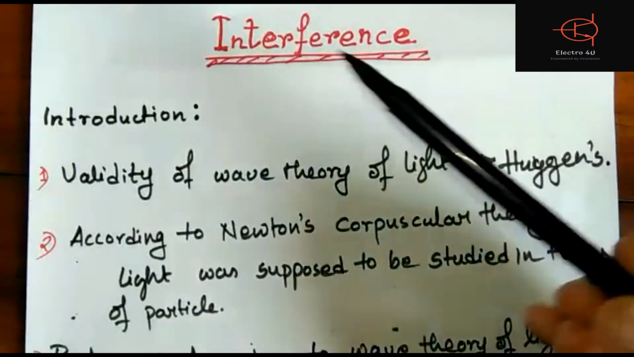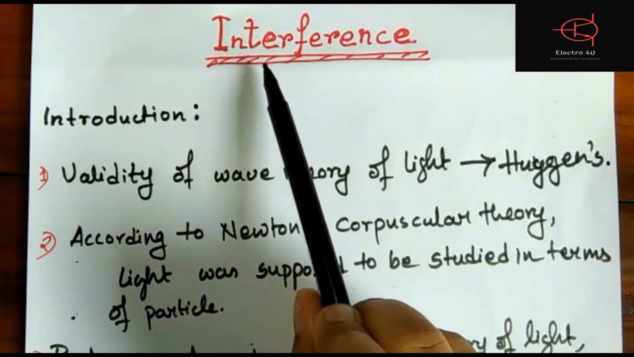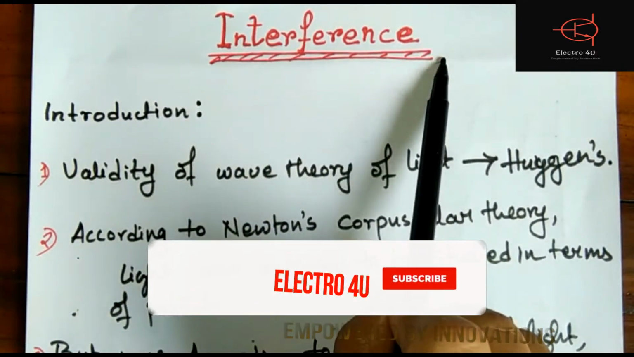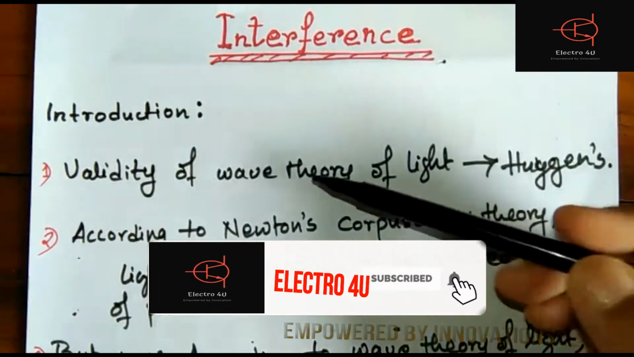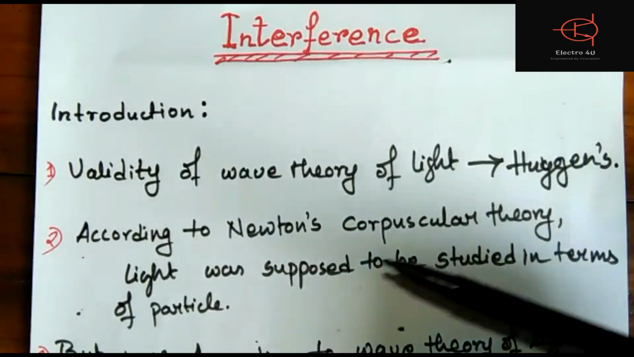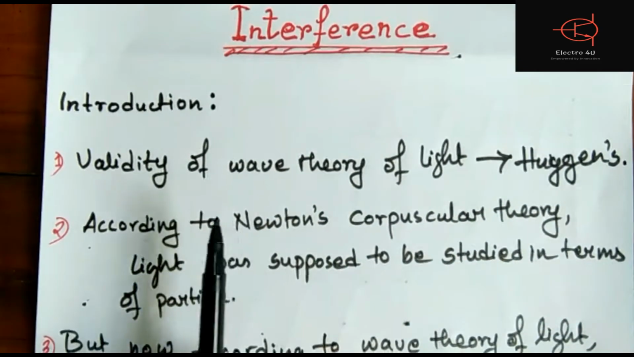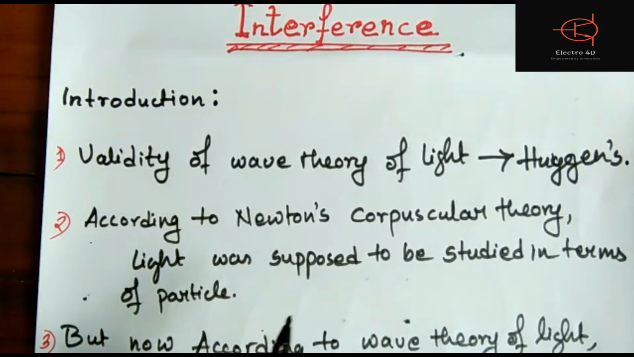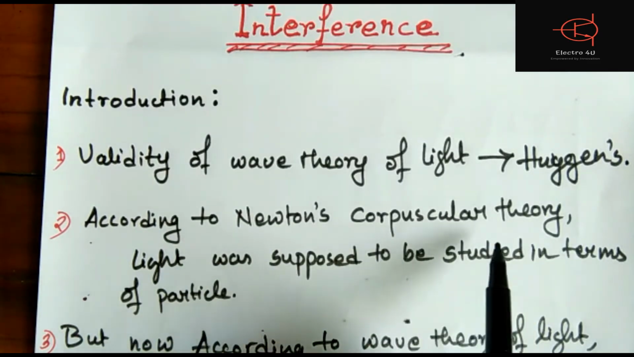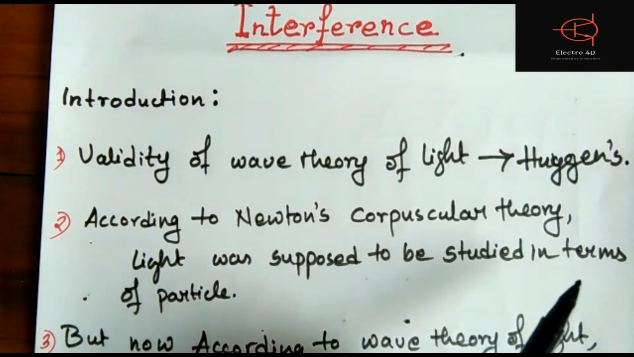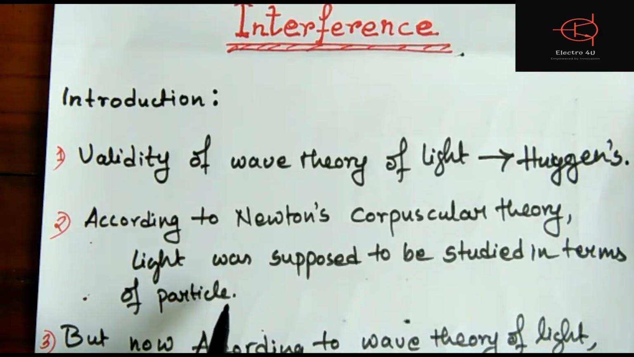We are going to discuss the topic interference. So what is interference of light? Let's start with the introduction. The first theory, as I told you in the introduction video, was Newton's corpuscular theory. And according to Newton's corpuscular theory, light was supposed to be studied in terms of particle.